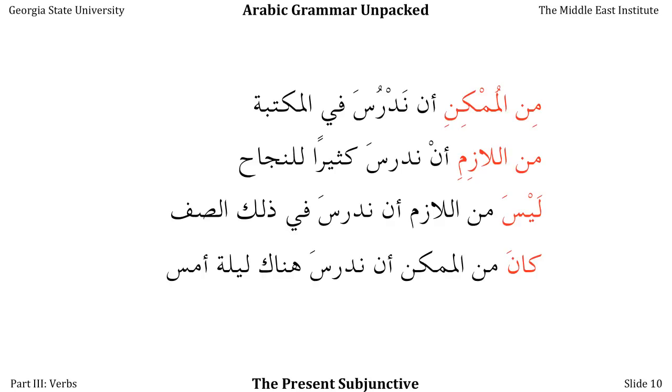We put it in the past tense by using kana by itself. Again, the laysa and the kana are not going to be conjugated for who is doing the studying. They're going to be conjugated for huwa in order to negate the impersonal expression. So kana min al-mumkin an nadrusa hunaka laylat ams: it was possible that we study there last night, or we could have studied there last night.